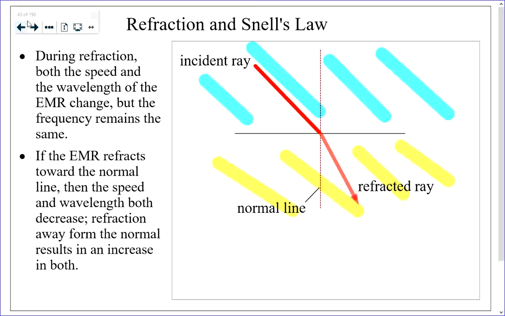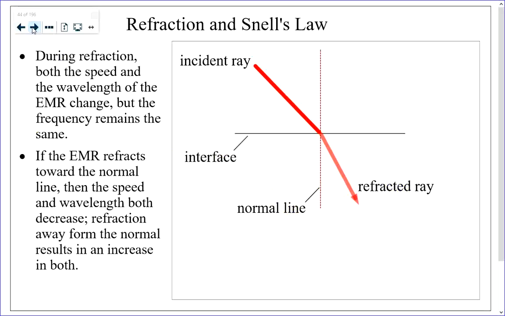A couple of other notes about this diagram. This is what's often referred to as the interface. Sometimes it's called the boundary. And of course, theta 1 and theta 2 are the angles of incidence and refraction, and they are always measured between the beam of light and the normal line. So the angle of incidence, which is this, is measured between the incident ray and the normal line. The angle of refraction, which is this, is measured between the refracted ray and the normal line.